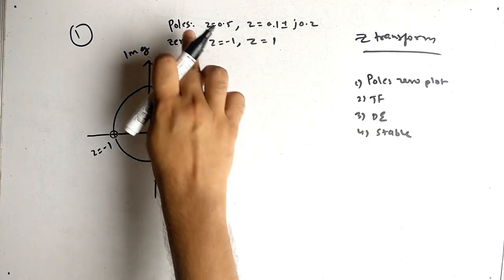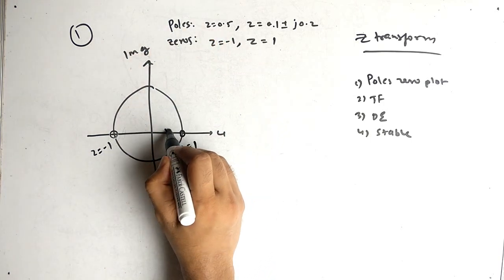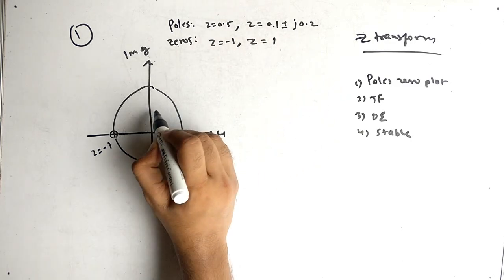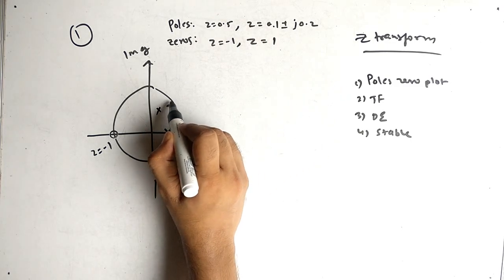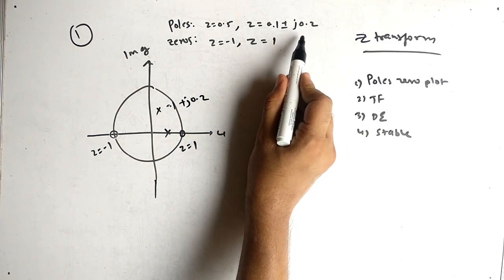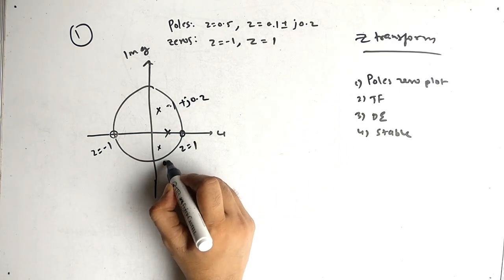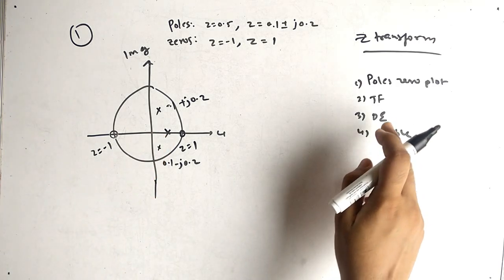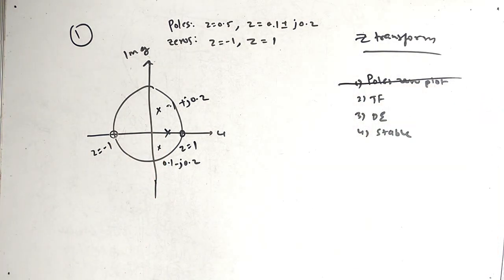Now we have to plot the poles. A pole is at 0.5 and a pole is at 0.1 plus j times 0.2, somewhere here. Similarly, 0.1 minus j times 0.2. So these are the conjugate poles, these are the zeros, and this is the 0.5 pole. So the first step is done, poles and zeros.